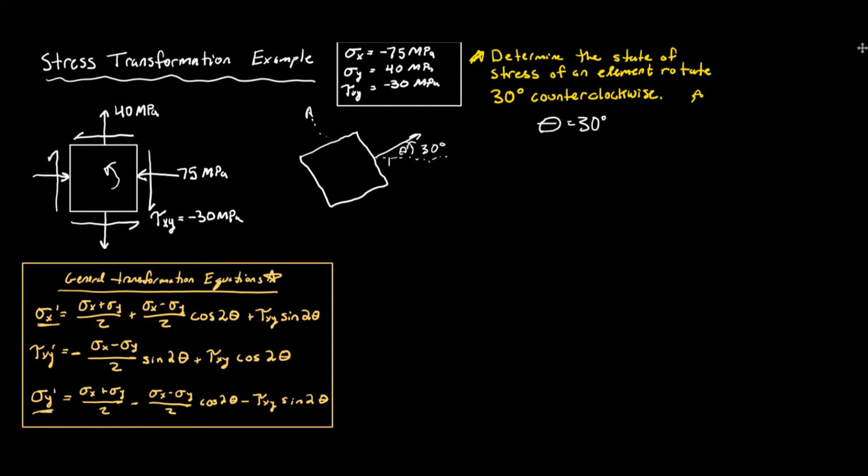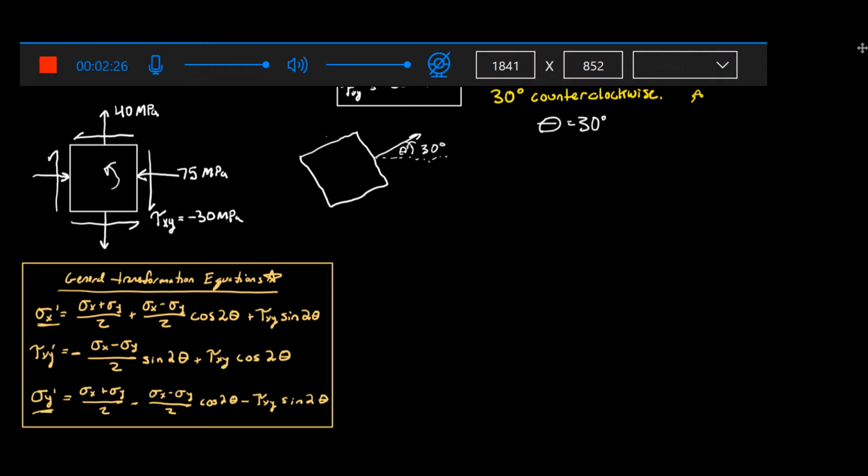We have some equations we can use here to figure that out. I wrote out our general stress transformation equations. We want to find our new sigma x, that's sigma x prime, our new shear stress, and our new y normal stress. This isn't a principal stress problem. We're just given some angle that we want to rotate by, and we want to find what our new stresses are going to be. So we're just going to go through the equations and plug everything in.